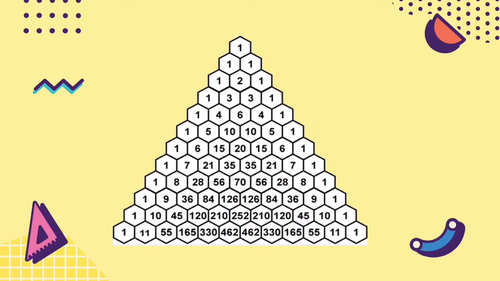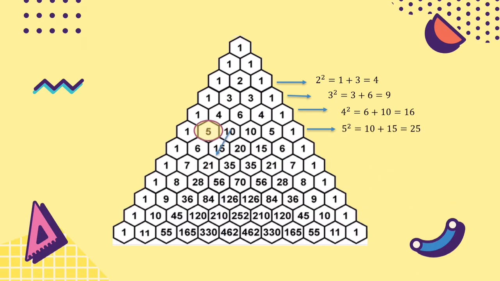So here is the original figure of Pascal's triangle. The diagonal is here. The next is 2. So 2 squared is equal to 1 plus 3, which is 4. Then 3 squared is equal to 3 plus 6, which is 9. Then 4 squared is equal to 6 plus 10, which is 16.